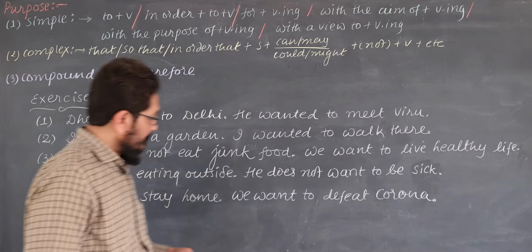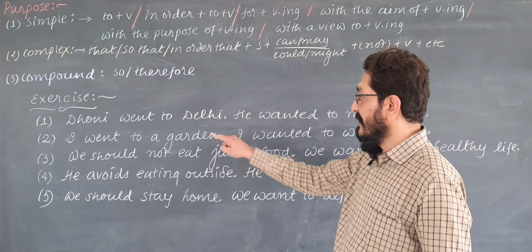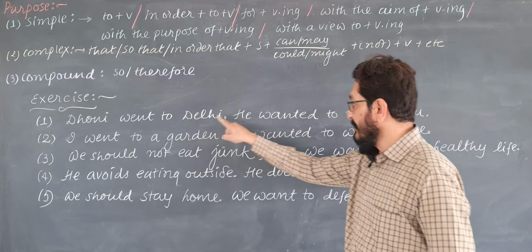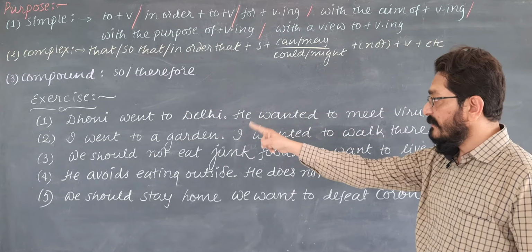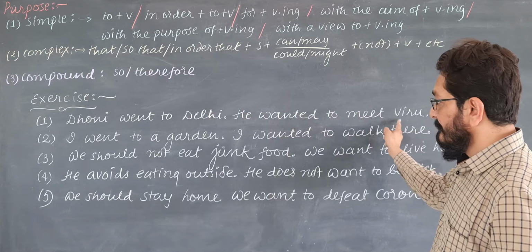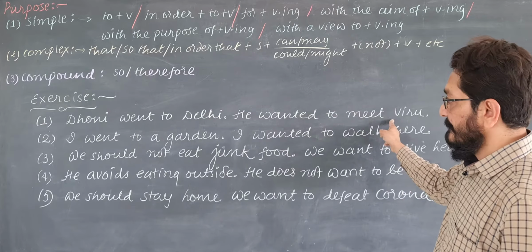See, there are 5 sentences. First of all, I make simple of these 2 simple sentences. Dhoni went to Delhi to meet Viru. Dhoni went to Delhi in order to meet Viru. Dhoni went to Delhi for meeting Viru. Dhoni went to Delhi with the aim of meeting Viru. Dhoni went to Delhi with the purpose of meeting Viru. Dhoni went to Delhi with a view to meeting Viru.